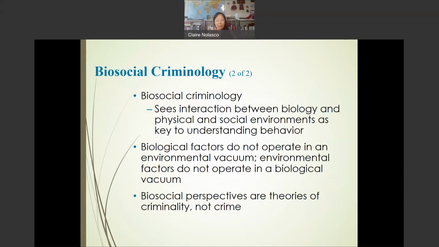What is biosocial criminology? Biosocial criminology tries to understand behavior by looking at the interaction between biology and the physical and social environments. So these theories postulate that biological factors do not operate in an environmental vacuum. Environmental factors also do not operate in a biological vacuum. They coexist and they influence and are affected by the other. So biology and environment, nature and nurture.